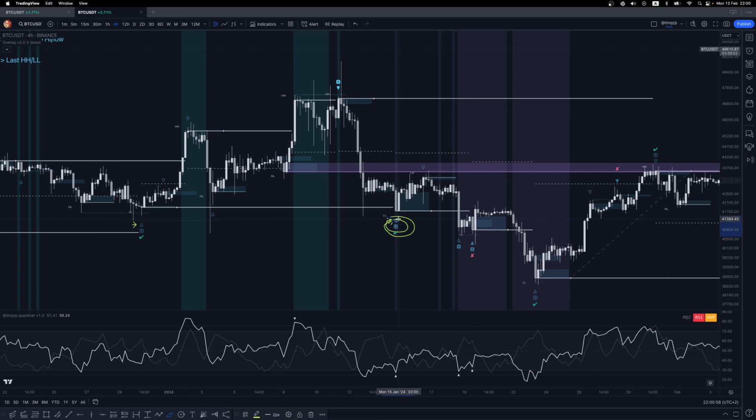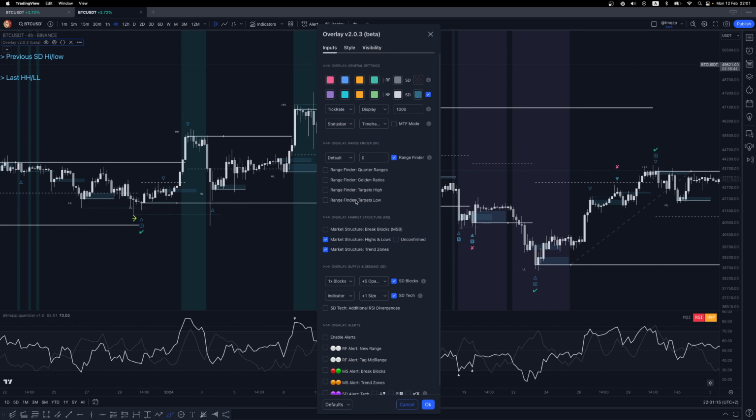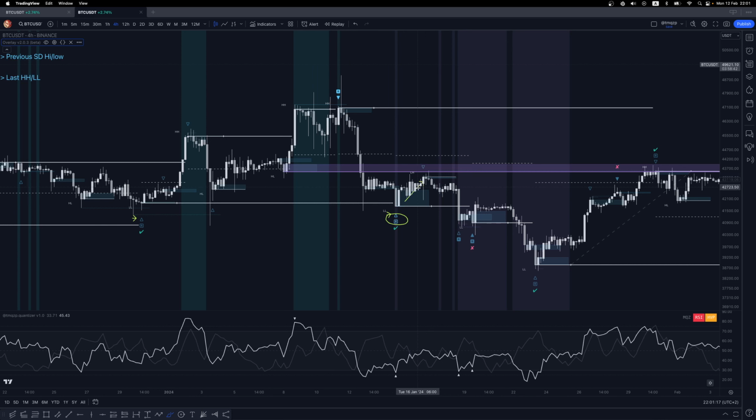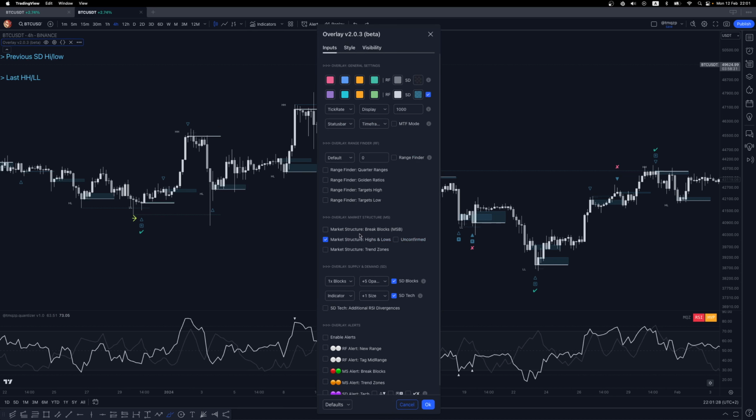So when this comes in, first of all, it needs to reclaim this, which it obviously does. Then it needs to reclaim this, which it initially didn't because it's hollow, right? And then last but not least, it also is underneath the market structure break, which makes it highly likely that it will be a bearish retest.